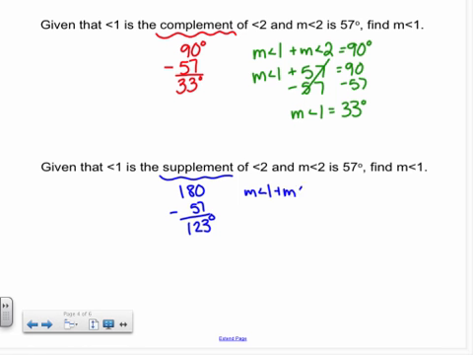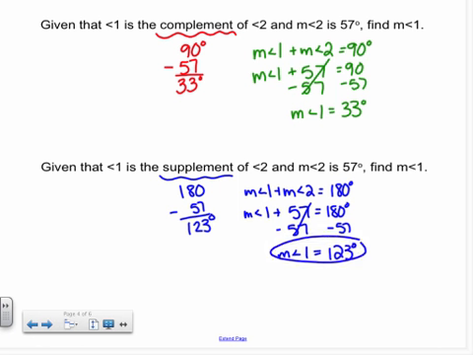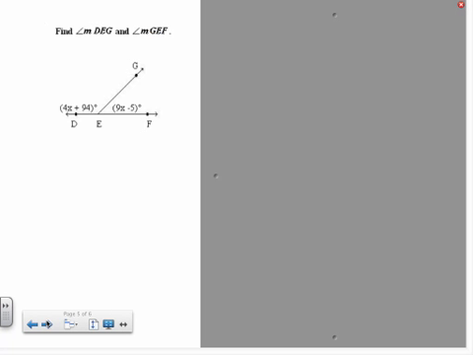Algebraically, this would be the measure of angle 1 plus the measure of angle 2 equal to 180, substituting in that 57 for the measure of angle 2, then subtracting 57 degrees from each side, and then we're left with the measure of angle 1 equal to 123 degrees.